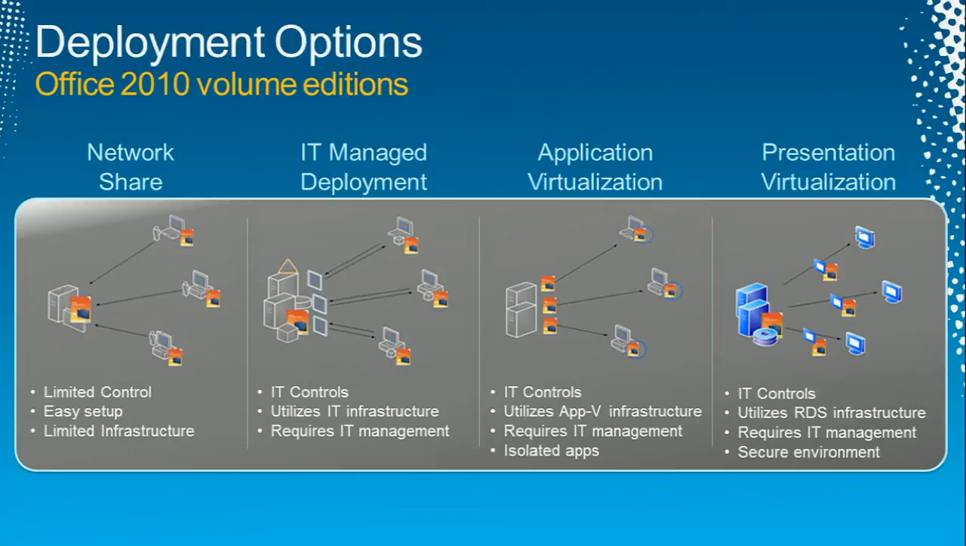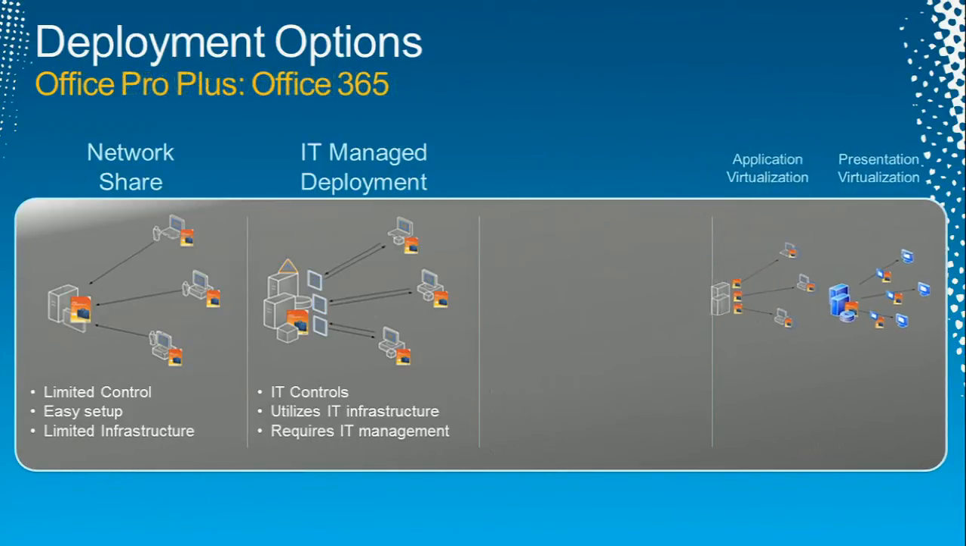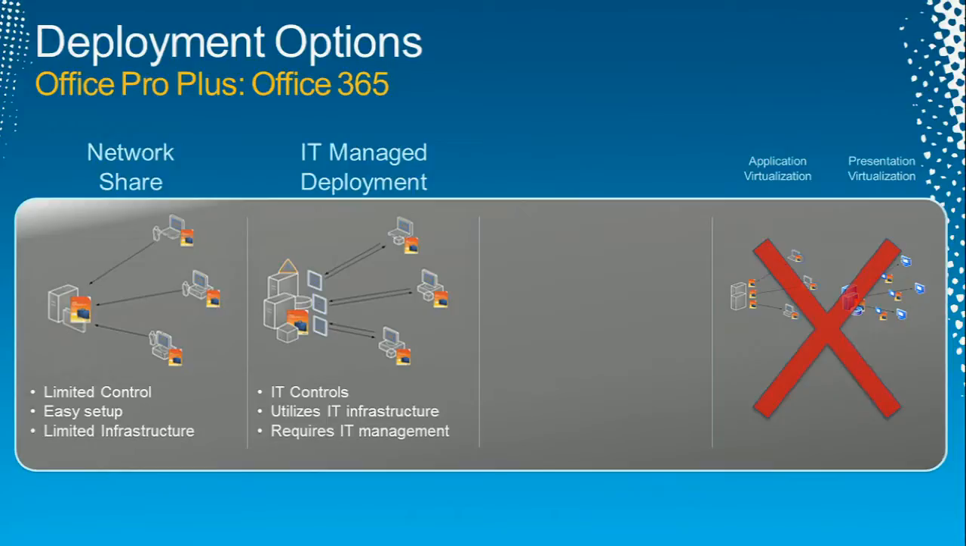Then there are managed deployment methods, using light touch or zero touch, software distribution tools, Config Manager, or Altiris, whatever you have there. There are also virtualization options, so App-V or maybe Citrix or RemoteApp. Now, keep that in mind. How does that change when you get into Office Pro Plus? To be clear, the Office Pro Plus bits in 365 don't support App-V deployments, and we also can't use presentation virtualization. It's not just that we don't recommend it; you can try, but it won't work.